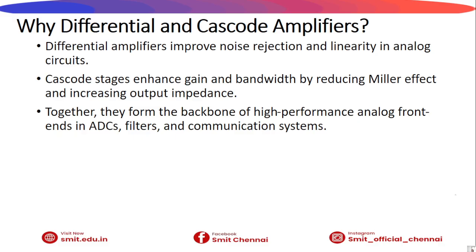Cascade stages, on the other hand, are all about enhancing the fundamental characteristics of an amplifier, gain and bandwidth. They achieve this primarily by reducing the dreaded Miller effect, which limits bandwidth, and by increasing the amplifier's output impedance. This gives us more control and better performance characteristics.